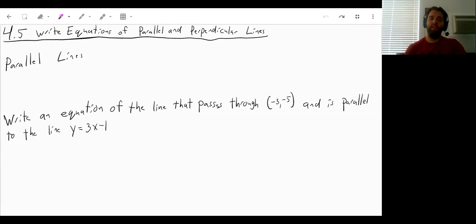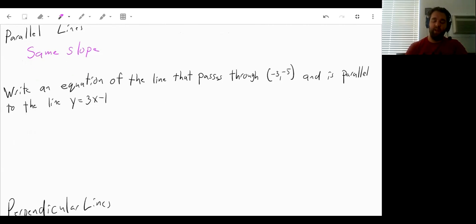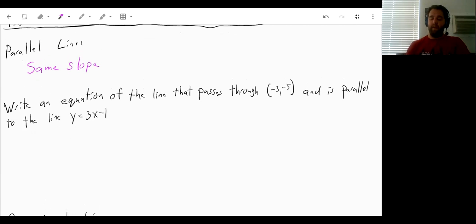So something you might not have thought about before is that if they are continuing in the same direction forever and never cross, that means their slopes are the same. So for parallel lines, that means they have the same slope. A type of question you might get related to this is you need to write the equation of a line that passes through a point and is parallel to another line.